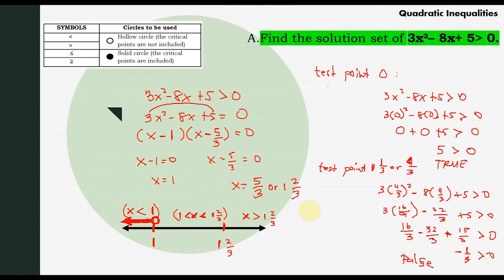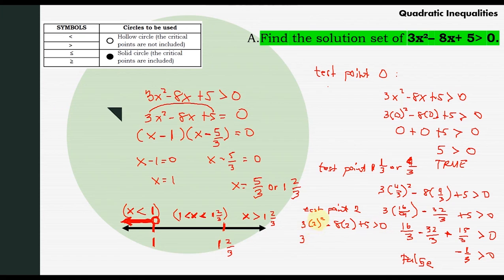So now our test point here is, let's choose greater than 1 and 2/3. Maybe I can choose 2. So test point is 2. Using 2, substitute that to our original inequality. 3 times 2 squared minus 8 times 2 plus 5 and greater than 0.